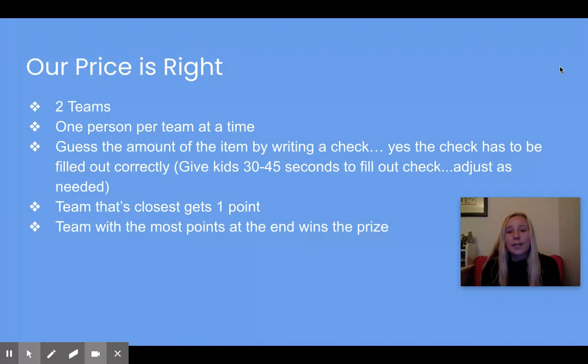You have 30 to 45 seconds to write out that check, and then the team or the person who's closest gets a point for their team, and then the team with the most points at the end wins the whole prize for their team. Okay, teachers, you can adjust how much time they have to write the check based on how it's going for your squad. I'm good with whatever, okay? Whatever works for you guys.